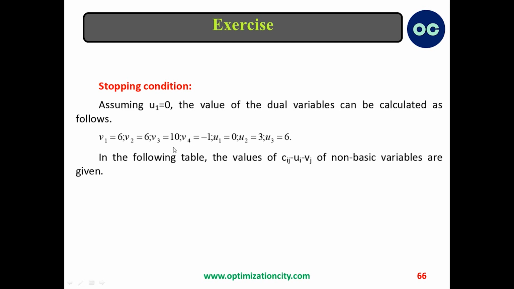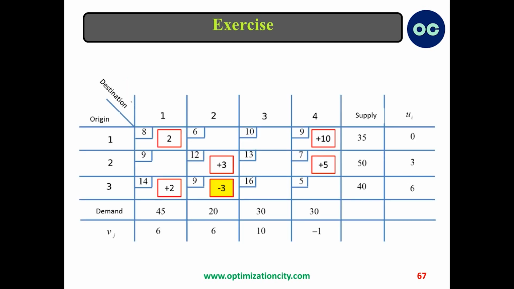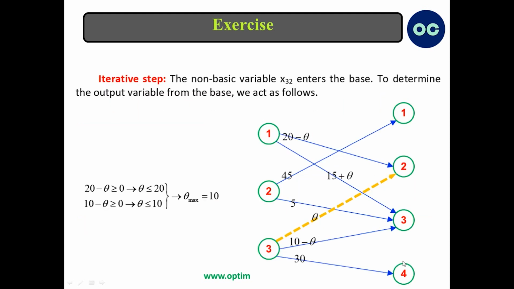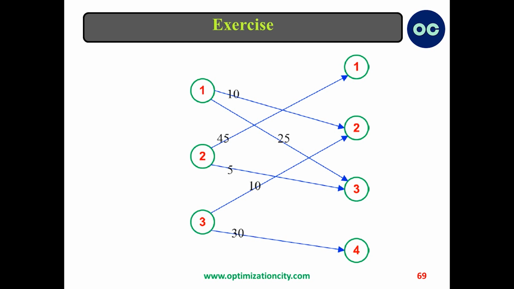In the following table, you can see the reduced cost for all non-basic variables, and we have one negative value. So we add that arc to the basic variables, and we do the cycle process. The maximum value of theta would be equal to 10. So this is the new basic solution.